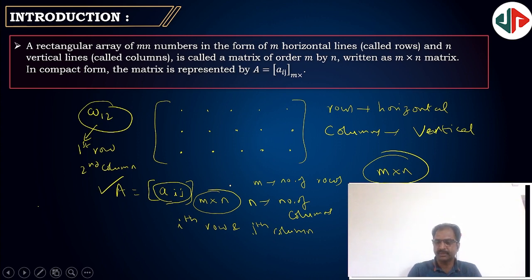So what is the definition of a matrix? An arrangement of numbers, either real or complex, in the form of a rectangular array. Rectangular array means in the form of some horizontal lines and in some vertical lines. Those horizontal lines are known as rows and vertical lines are known as columns. If a matrix has m number of rows and n number of columns, then its order or type is said to be m by n. Any element present in the matrix is Aij. Aij means the element present in ith row and jth column. So this is the definition of matrix.